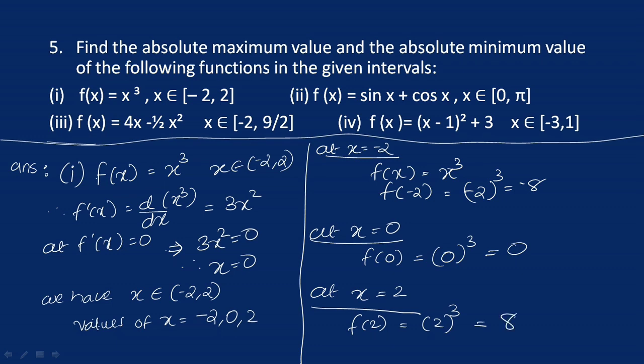8. So from these we can write at minus 8 we have the absolute minimum. It is the least value, given at x equal to minus 2. And at x equal to 2 we have 8, and it is the maximum value we have. So at 8 we have the absolute maximum value.